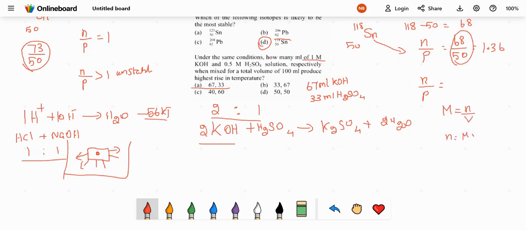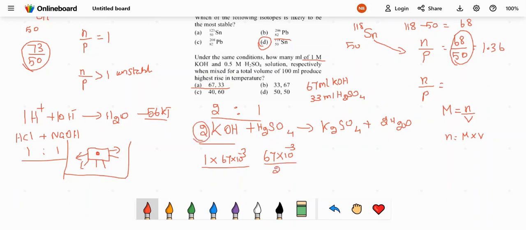Then the number of moles will be molarity into volume. So molarity will be 1 into volume will be 67 into 10 to the power minus 3. So this is actually the number of moles for the KOH case. Then according to the maximum neutralization concept, we should get the mole ratio like this: 67 into 10 to the power minus 3 divided by 2 only we should get.